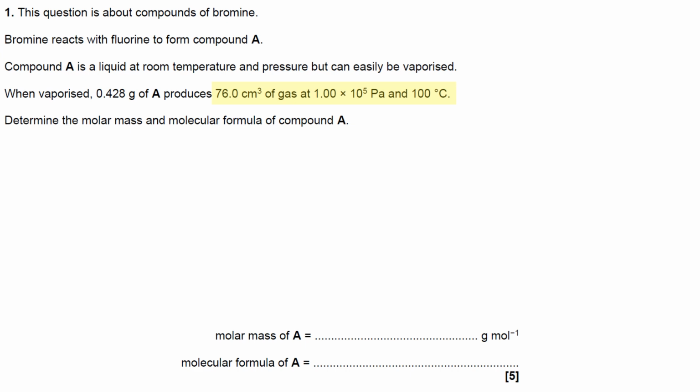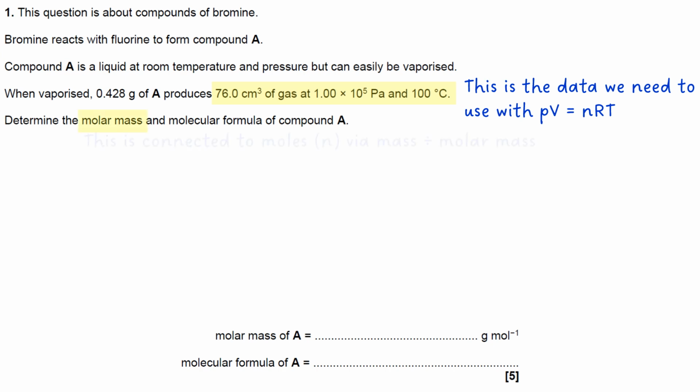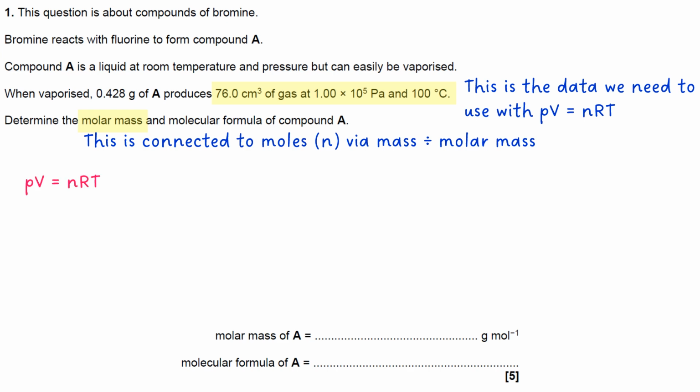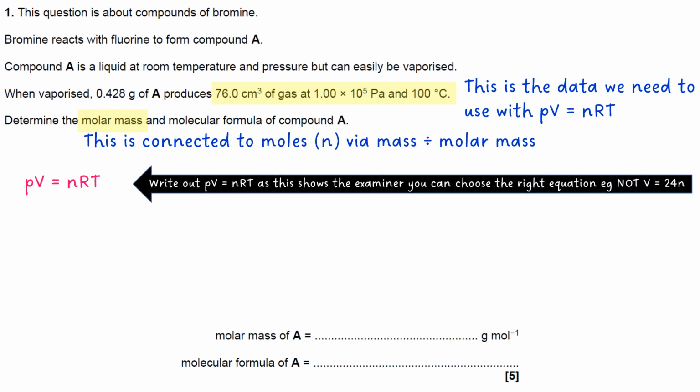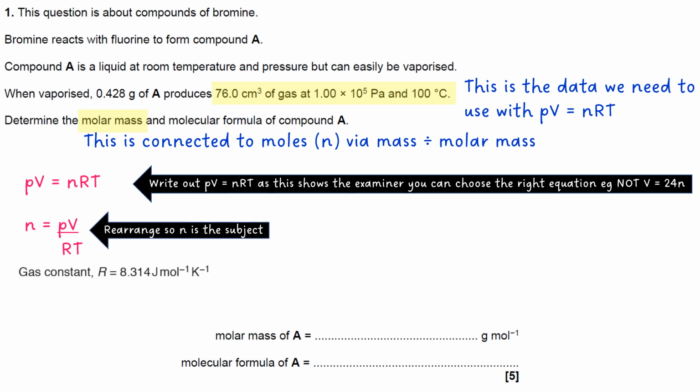You've got volume, pressure and temperature, which should lead you to arrive at PV equals nRT instead of V equals 24n. They want you to do the molar mass. So that's connected to moles, so therefore n is your subject. Funnily enough, you can write out PV equals nRT as your starting point because that shows the examiner you've done some processing and some thinking and decided on the correct gas formula. So rearranging and also just getting the value for R from your data sheet, we can put some numbers in.